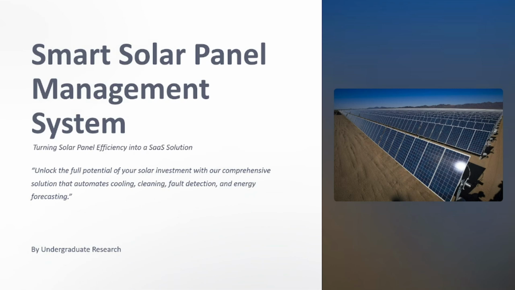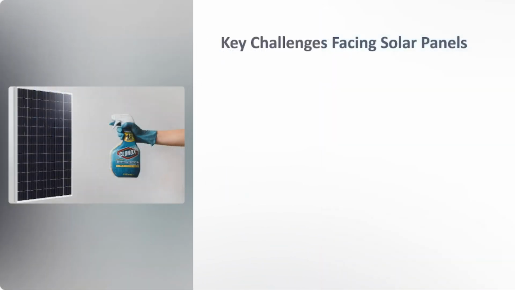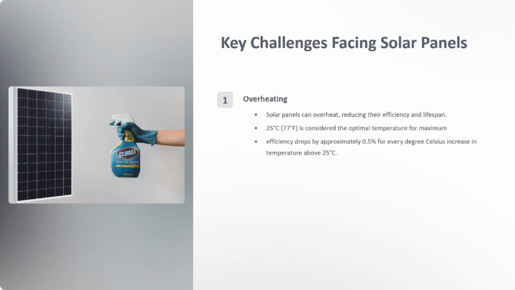and we see that system as turning solar panel efficiency into a SaaS solution. So if you look at the key challenges facing solar panels, the number one big issue is overheating, right? This has a significant impact on the solar panel. Normally solar panels are designed to work at 25 Celsius or 77 Fahrenheit, which is considered the optimal temperature for maximum efficiency of the solar panels.